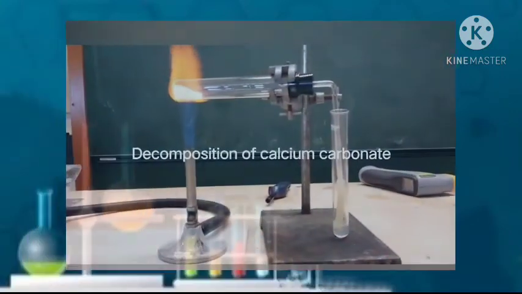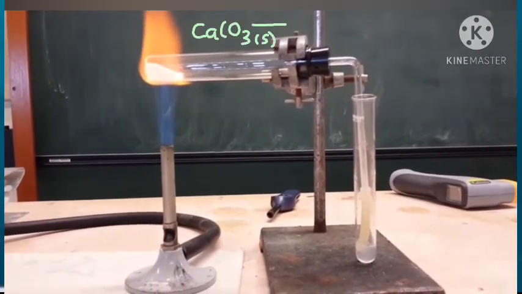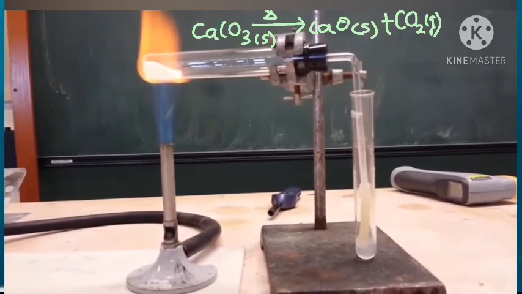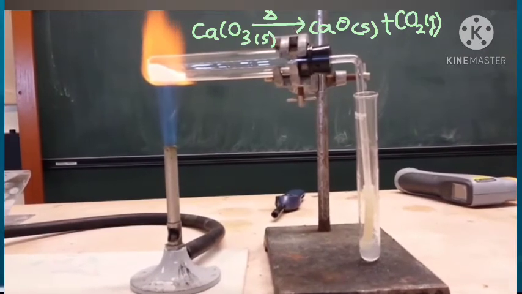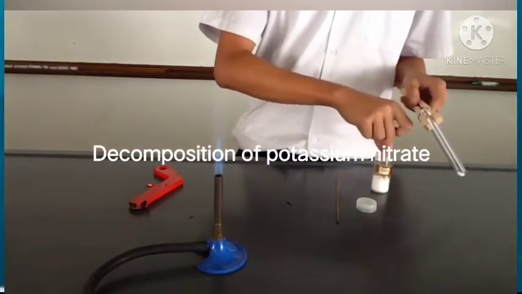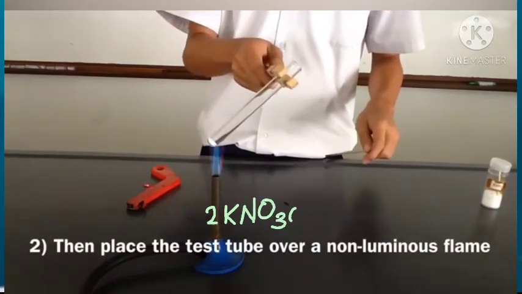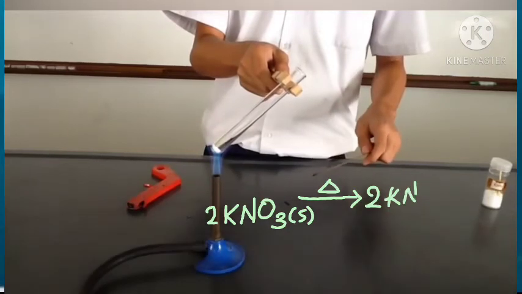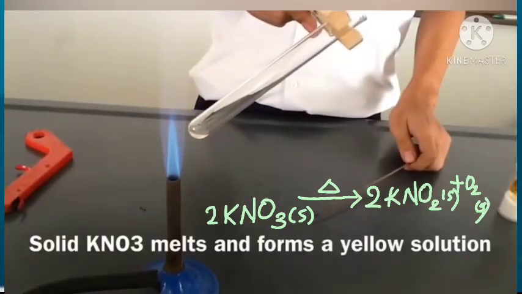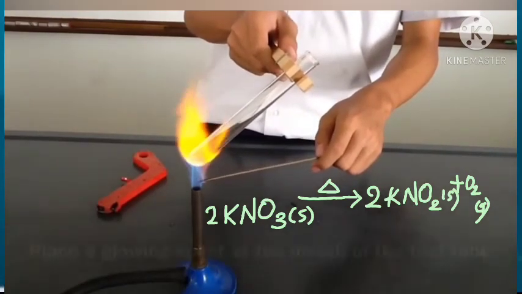A few more examples of decomposition reaction. A compound can break up to form 2 or more new simpler compounds. For example, calcium carbonate decomposes on strong heating to form two compounds, calcium oxide and carbon dioxide. A compound can break up to form both elements and compounds. For example, potassium nitrate decomposes on heating to produce a compound potassium nitrite and an element oxygen. 2KNO3, when heated, gives 2KNO2 and oxygen gas.